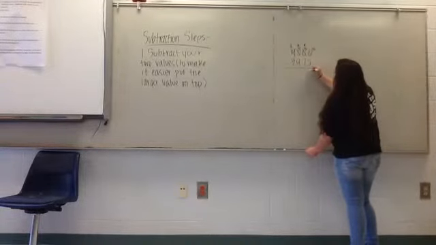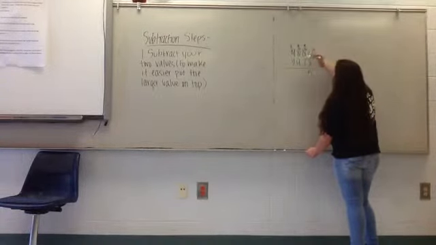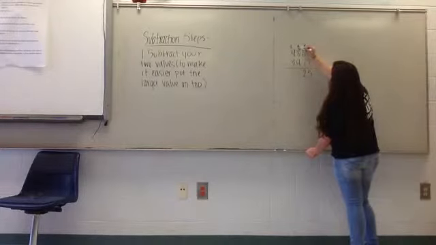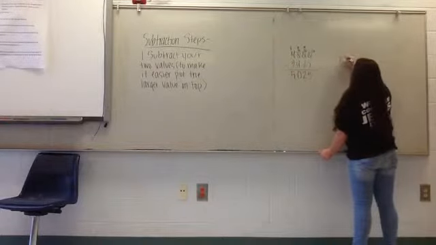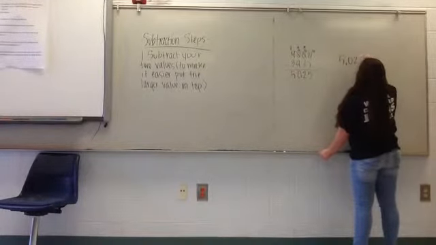10 minus 5 equals 5. 9 minus 7 equals 2. 9 minus 9 equals 0. And 8 minus 3 equals 5. So your answer is 5,025.